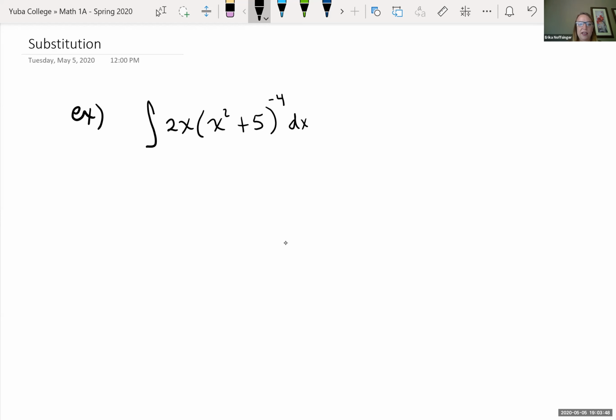Notice though, if we had what was inside this parentheses as a single variable, it would be easy to integrate. And also notice if you choose what's inside this parentheses to be your U value, so U is equal to x squared plus 5, when we take the derivative of both sides, notice this x squared plus 5 is going to have a 2x in it. Okay, so you're going to decide what U is going to be. Once you figure out what U is going to be, you're going to differentiate both sides of the U-substitution.